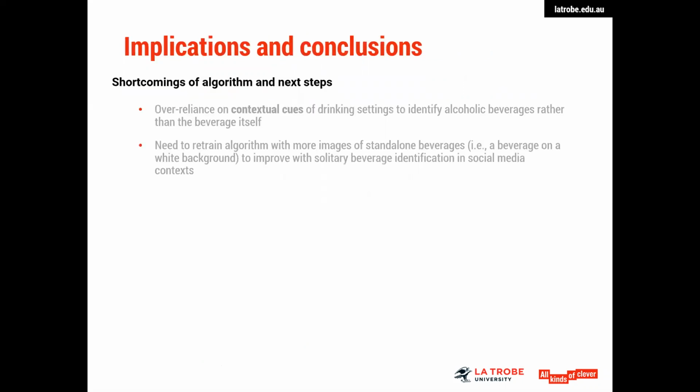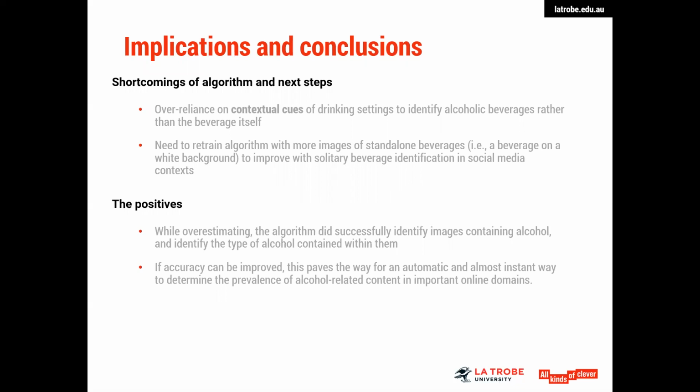Our primary takeaway from this is that the false positives were often a reflection of the algorithm's over-reliance on contextual cues to make predictions about the prevalence of alcoholic beverages rather than simply the beverage itself. To remedy this, what we'll need to do is retrain the algorithm on a hybrid of the original training set, as well as images that are standalone beverages to help improve solitary beverage identification and reduce false positives.